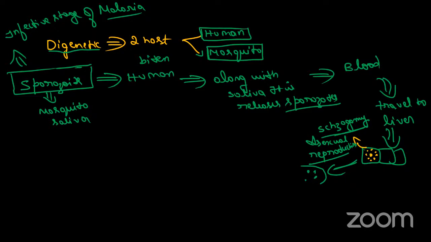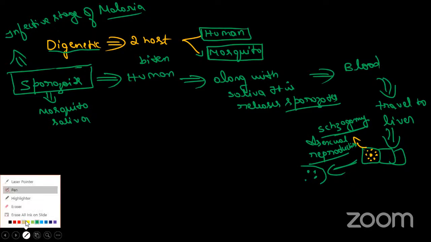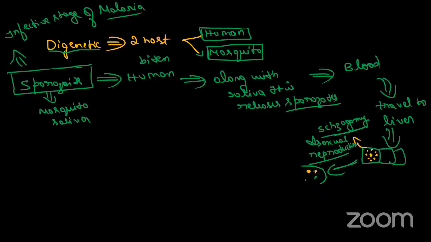Okay. The liver cell was ruptured now. By rupturing the liver cell, it came out. So now, at this stage, we will call it the merozoites. See here, students, we will call it the merozoites.